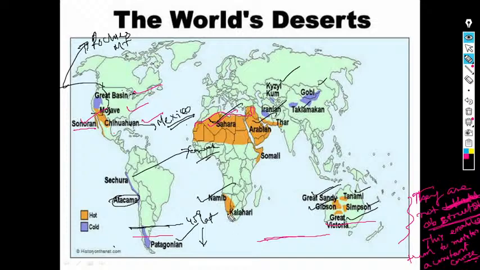Then Namib and Kalahari you are seeing. Namib and Kalahari desert is there. Then Sahara also. Then here you see Arabian desert, Somali desert. Somali desert is located in Somalia. Somalia, the Horn of Africa, is a country. Somalia is in Africa. This is Somali. Okay. Here you see Kizilkum, Iranian, Thar, Gobi, and Taklamakan. They all lie here.